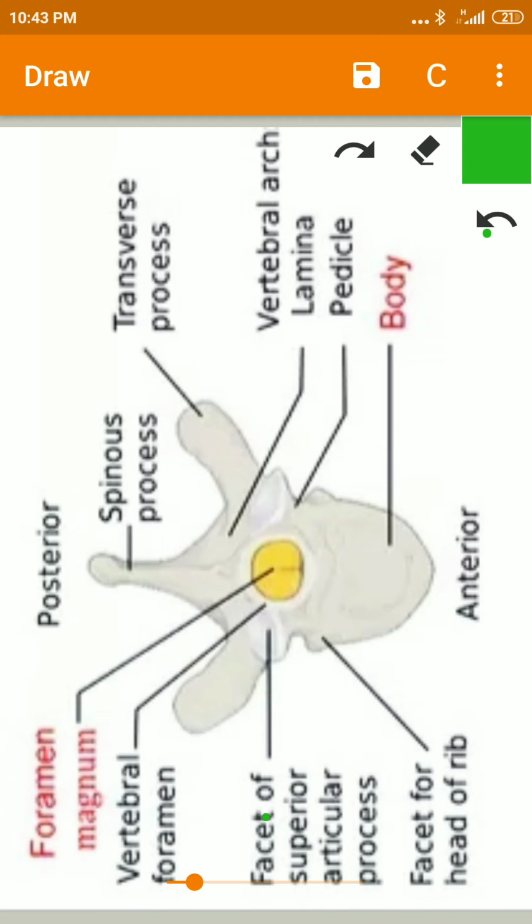Coming to the lateral surface, this is continuous with the anterior surface, and it has the same features as the anterior surface. Bodies of vertebrae lie one above the other, separated by the intervertebral disc, and form the central axis. This is about the body of a typical vertebra.